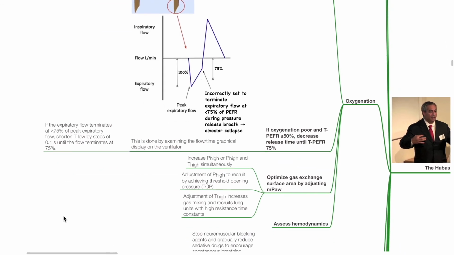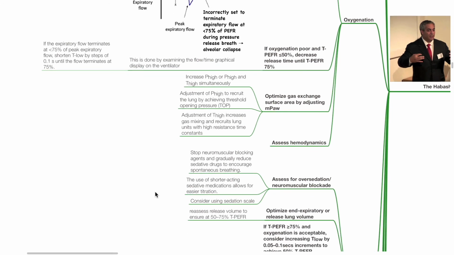Other measures to improve oxygenation include optimize gas exchange surface area by adjusting the mean airway pressure, increase P-high or P-high and T-high simultaneously, adjustment of P-high to recruit the lung by achieving threshold opening pressure. Adjustment of T-high increases gas mixing and recruits lung units with high resistance time constants. Optimize hemodynamics to optimize oxygenation.